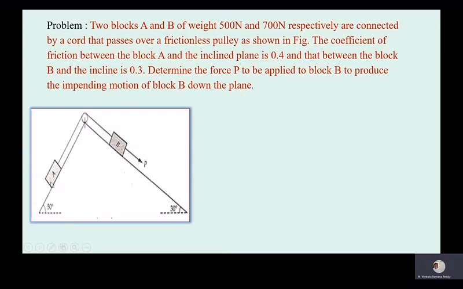Here block A and block B are placed on two inclines and these two are connected by a cord and P is the applied force. And this incline is making an angle 50 degrees to the horizontal and this incline is making an angle 30 degrees to the horizontal. And A is the block placed on the first incline and B is the block placed on the second incline. Now we'll write the data.